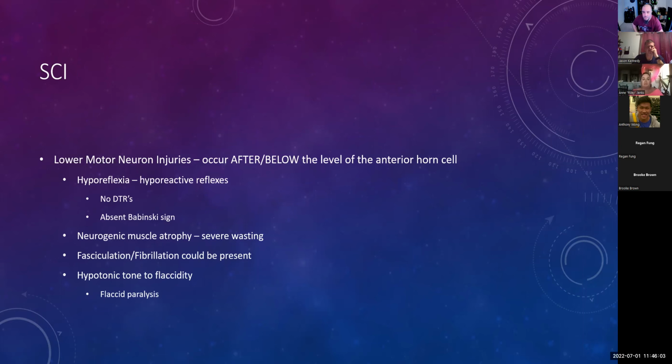So lower motor neuron injuries are below, upper motor neuron injuries are above the anterior horn cell. Upper motor neuron injuries are hyperreflexive, lower motor neuron injuries are hyporeflexive. If you can remember those, that should get you through it.